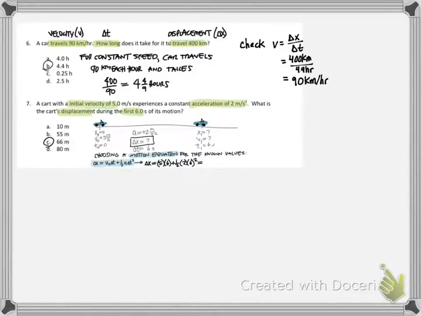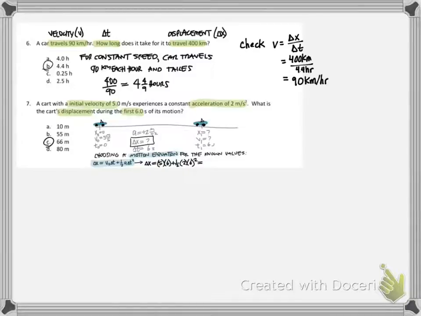Number 7. A cart with an initial velocity of 5 meters per second experiences a constant acceleration of 2 meters per second squared. What is the cart's displacement during the first 6 seconds of its motion? Look at that picture representation. It has everything labeled: x0, v0, t0, x1, v1, t1, delta x, delta t, and what the acceleration is. Every single variable, not just the ones that appear in the problem. Only 3 numbers appear in the problem, but you have 9 variables listed.